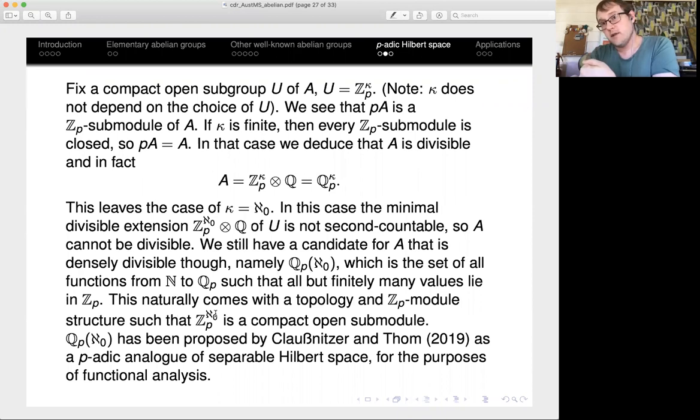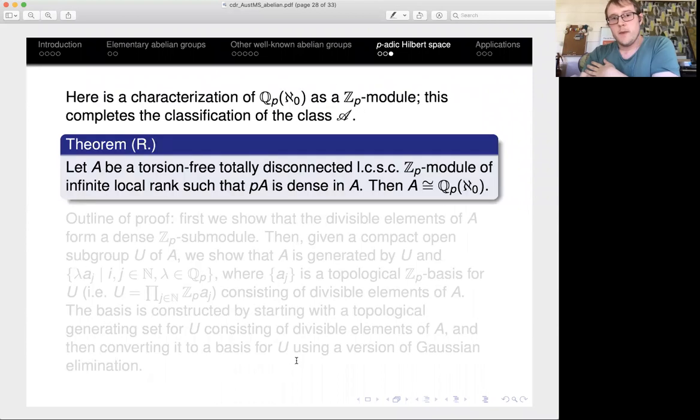It's densely divisible without being divisible. And it's an interesting group for various reasons. People have suggested it as a sort of p-adic analog of separable Hilbert space. And the interesting thing is that this is the only group you get of this kind. So if you have a torsion-free, totally disconnected, second countable, locally compact ZP module of infinite local rank, such that PA is dense in A, then it has to be this thing.